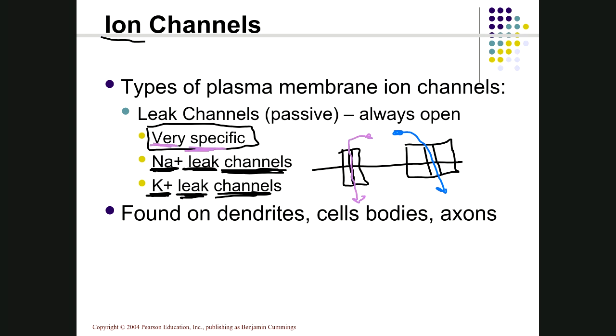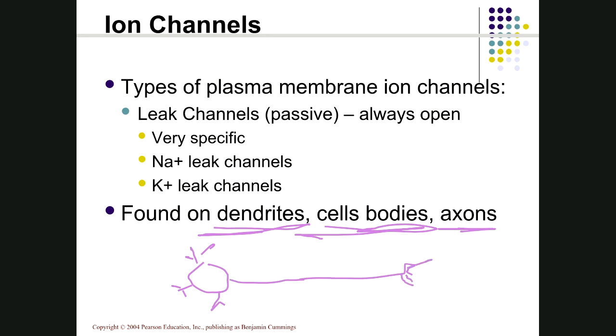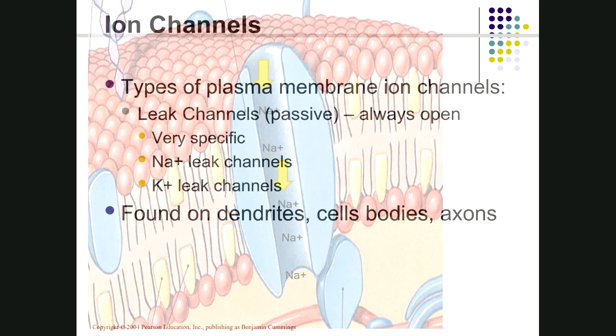Well, you find leak channels on all parts of the cell. So you find them on the dendrites, you find them on the cell body, and you find them on the axon. In other words, all parts of this cell have these little leak channels that allow those ions to leak through the membrane. So if I were to blow this up, we would see on this membrane something that looks like this.